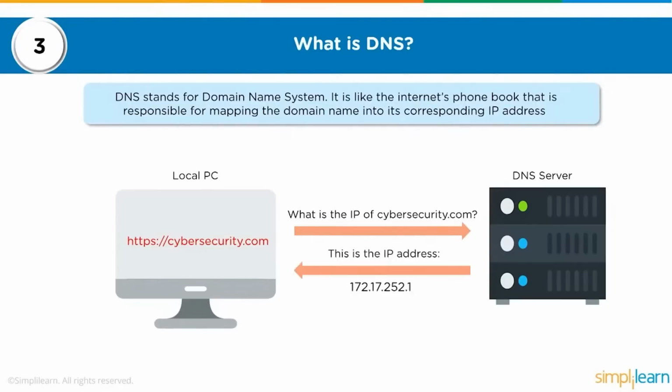So in this scenario, if you look at the screen, on the local PC, you have typed in cybersecurity.com. There is a DNS resolution, a query that goes to the DNS server. What is the IP of cybersecurity.com? The DNS server looks it up in its particular database. If it has the corresponding IP address, it will then respond back. The IP address is 172.17.252.1, after which the packet is sent off to cybersecurity.com.